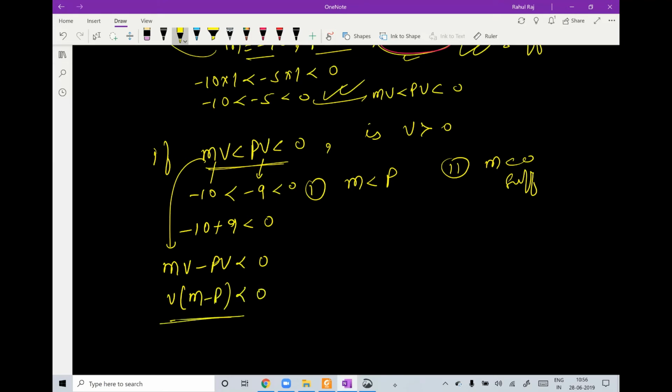Now this is the information that is given to me in the question, right? Option number 1 says what? M minus P is less than 0, right? Now if M minus P is less than 0, V has to be greater than 0. Sufficient. Wow. So this is the beauty of using the information.